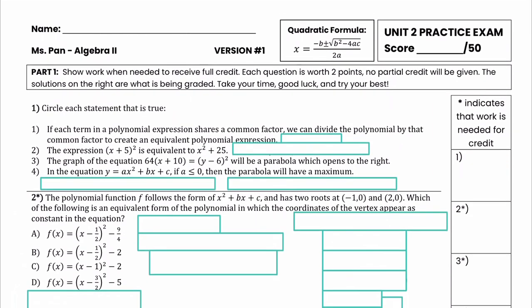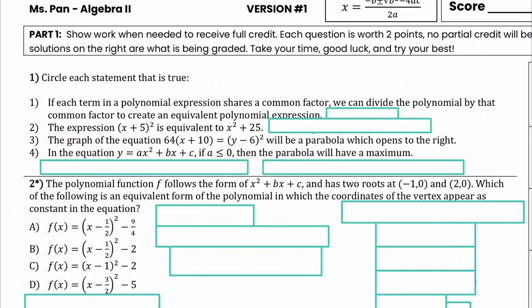So looking at our classic number 1 true-false questions, we have: if each term in a polynomial expression shares a common factor, we can divide the polynomial by that common factor to create an equivalent polynomial expression. I know that was pretty long, but let's just understand what the question is saying. So given a polynomial expression, they're saying that if each term shares a common factor, then that means we can extract that common factor out by division.